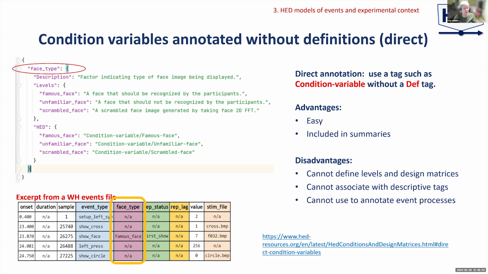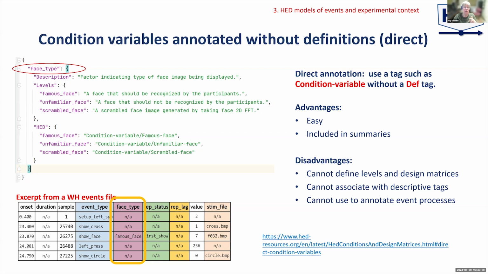You see the face type is in this events column, and we want to treat it as an experimental condition. And this shows the JSON file excerpt. And you just say, okay, it's a condition variable, and I'm going to call it famous face. And you can call it anything you want. And I'm going to say, when you see the word famous face in the face type column, then you can say that has a condition variable famous face. And these are user selected names. And this is a really easy way to annotate condition variables in your events file.